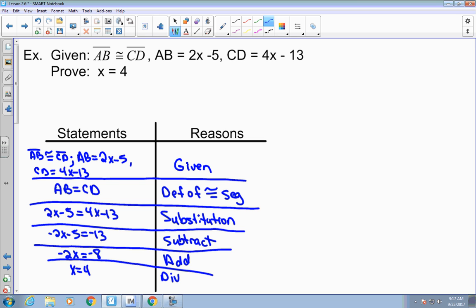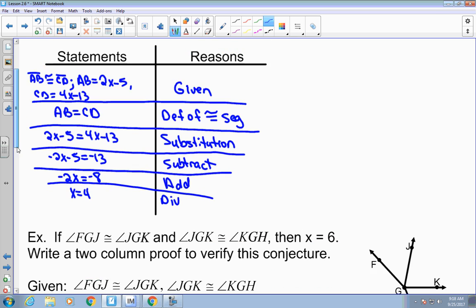Now remember, after this substitution step, you could have solved yours just a little bit differently than I did, and that's okay. Just make sure that when you're done, it's x equals 4, not 4 equals x. Sometimes, people like to solve and x ends up on the right side. What allows you to flip-flop places? The symmetric property. All right, let's do another one.